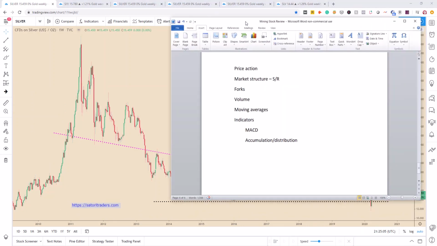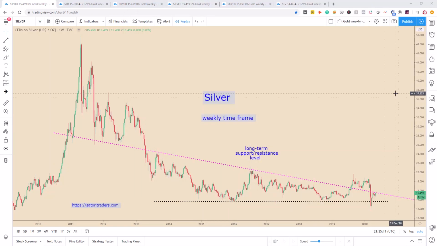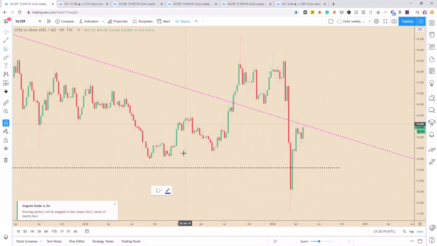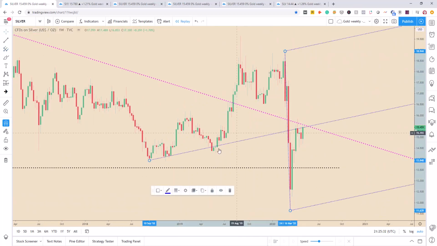So let's see factors that we want to consider again. So market structure, pitchforks, Andrews pitchforks. If we were going to draw an Andrews pitchfork here, let's turn magnet mode on, and yeah, we've got a fork here. Just for starters, I'm not sure that would probably be my choice. I'd probably do that.